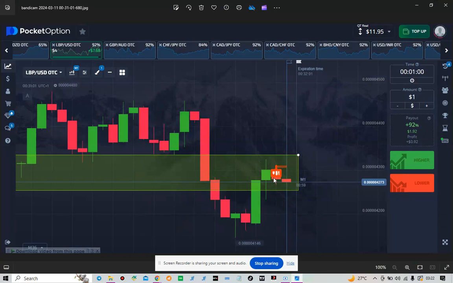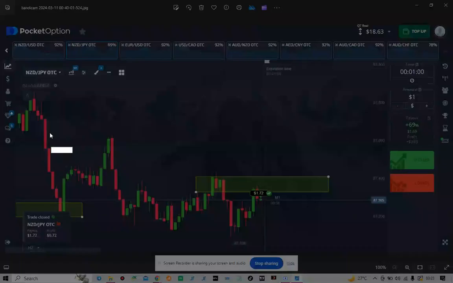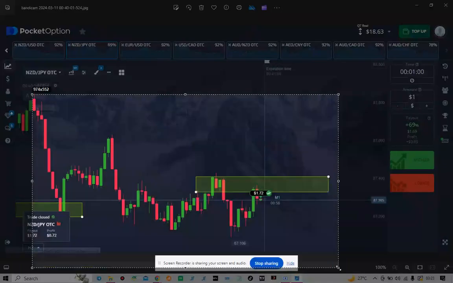So the market reversed for 1 minute. I actually won this trade as well. And now my balance is now $18. And again, I go with sellers here.